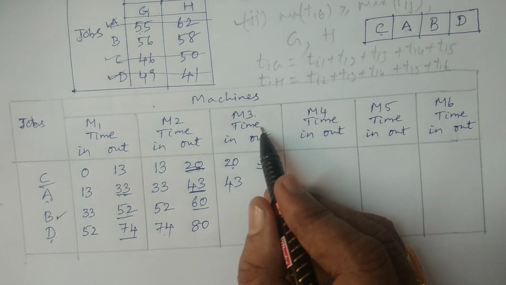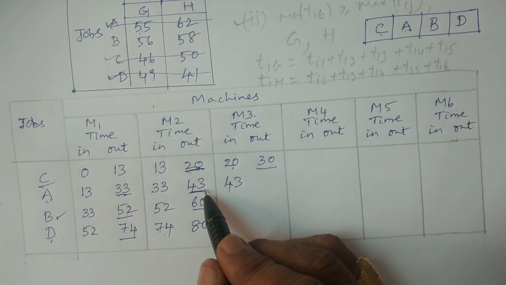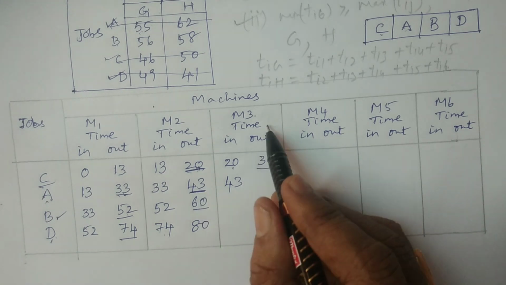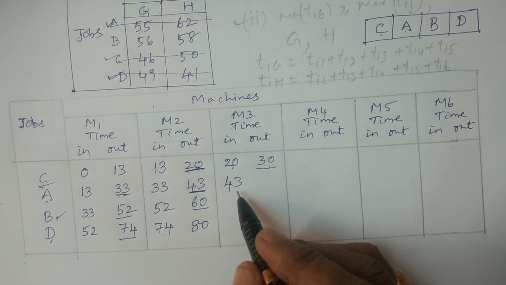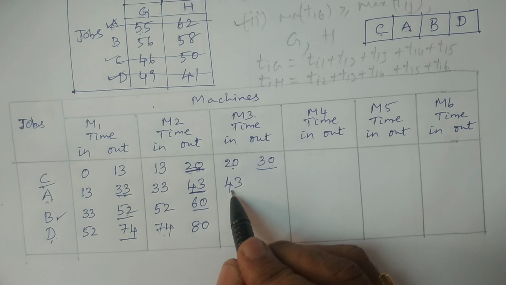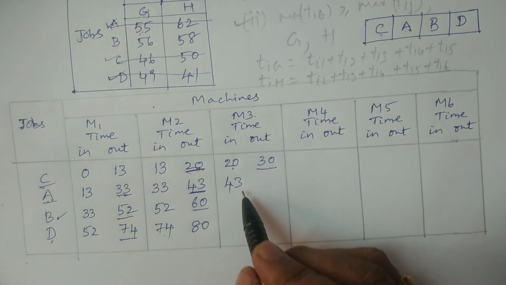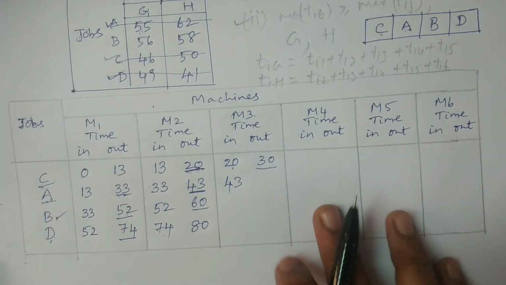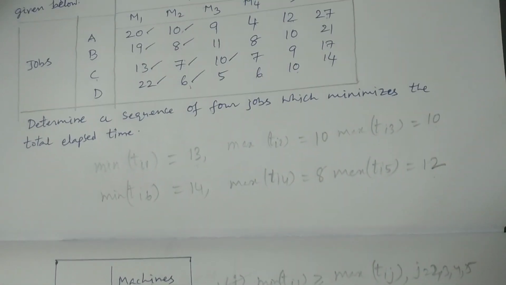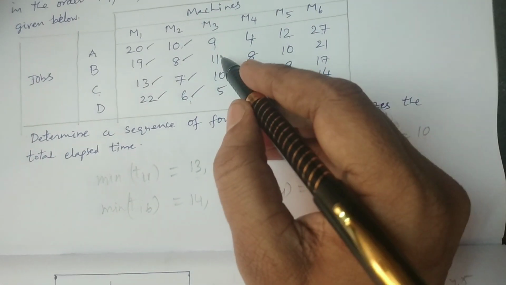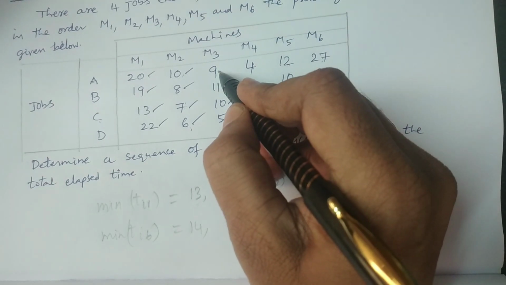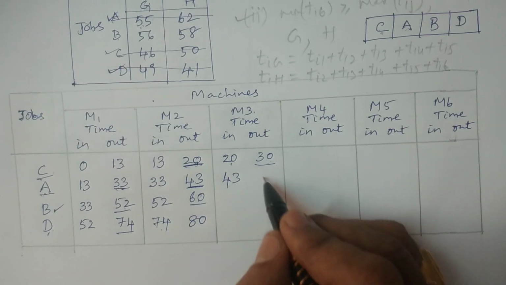Therefore, this mission has to wait for more than 30 hours. That is 13 hours. Mission 3 has to wait to do the next job. That is the meaning. So now we have to add the processing time of job A on mission 3. Job A processing time on mission 3 is 9 hours. Therefore, 43 plus 9, it is 52.